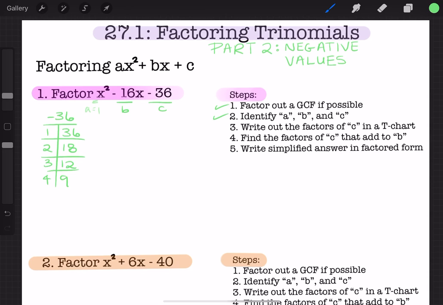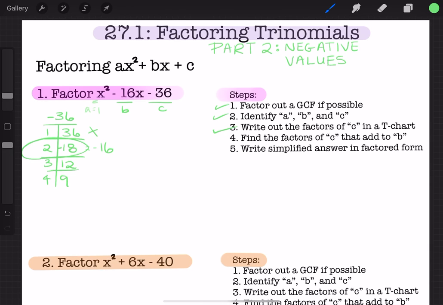And remember, we need them to multiply to the c value and then add to the b value. So to multiply to negative 36, we know one of them needs to be negative. And then we know they need to add to negative 16. So looking here, the first two factors, that's not possible. Let's look at 2 and 18. If I make 18 negative, if I multiply them, they become negative 36. And if I add them, they become negative 16. So that's our answer there.